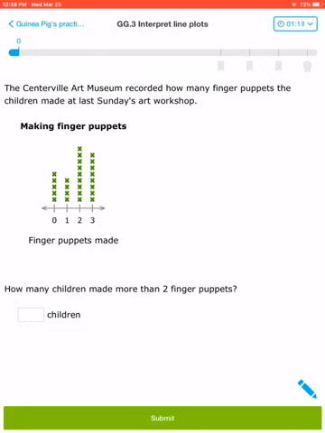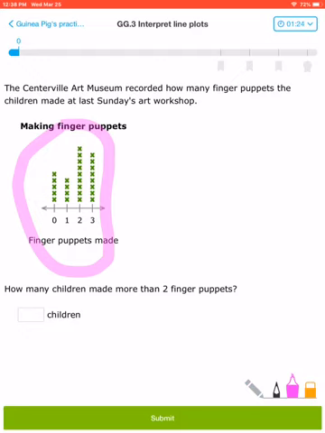So back to GG.3. This one is just reading and answering questions about line plots. So line plots are these cool plots with X's on them, okay? Now, what's really important to remember is the X's pretty much represent people or things. So, like, it's saying how many people made 0 finger puppets, okay? So that's really important and kind of trips people up.